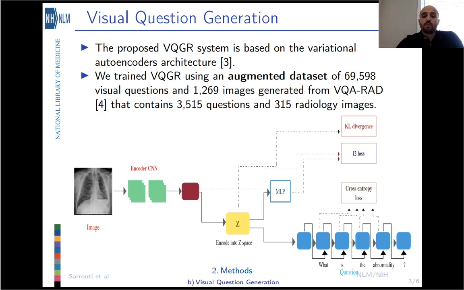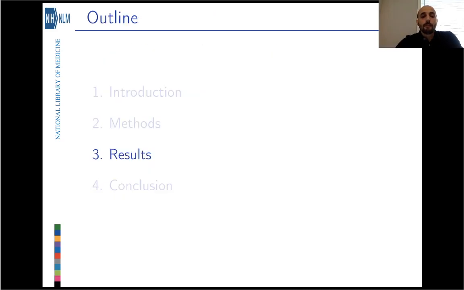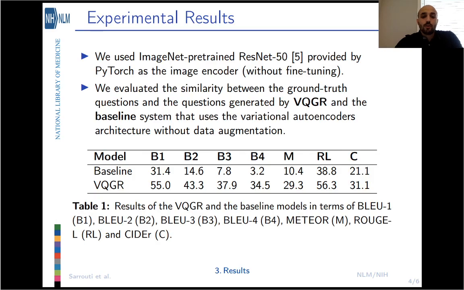For the input reconstruction, we used a simple MLP with fully connected layers. To evaluate our visual question generation system, we used the VQA-RAD dataset of clinical visual questions and images. For the experiment, we used the ResNet-152 pre-trained model as the image encoder without fine-tuning its weights.